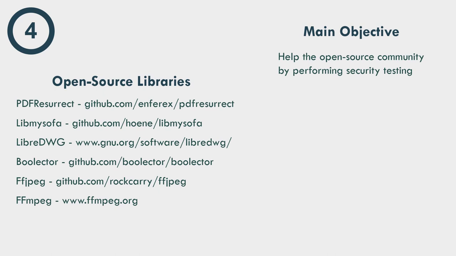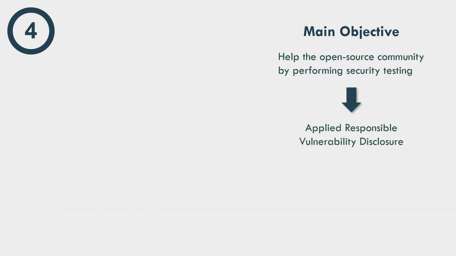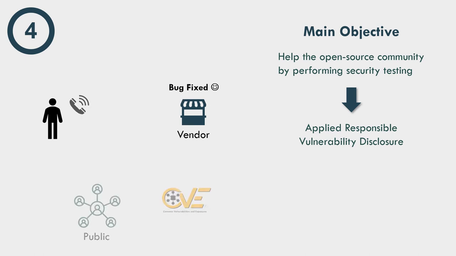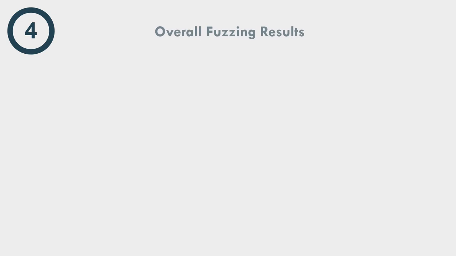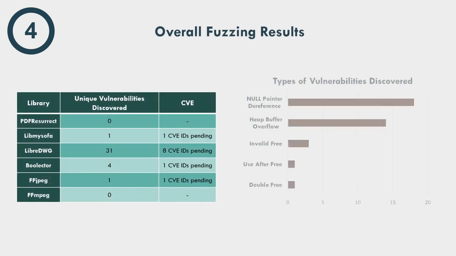To minimize the damages that could be caused by vulnerability discovery, a responsible disclosure approach is adopted. This means that contact is first established with the vendor of the affected program, allowing them to verify and patch the vulnerability before the information on the vulnerability is released to the public. Overall, 37 vulnerabilities were found in 6 programs and 4 libraries. 11 CVE ID requests are currently pending review.